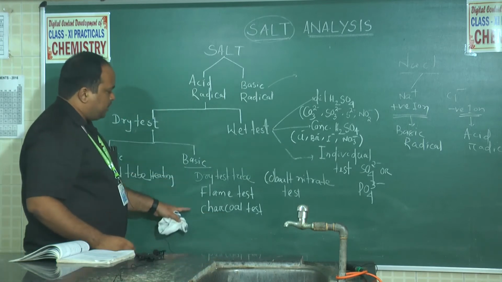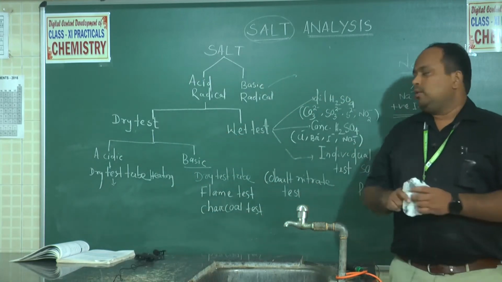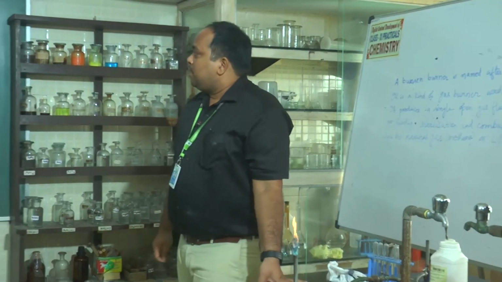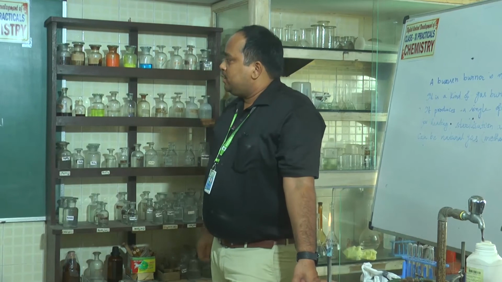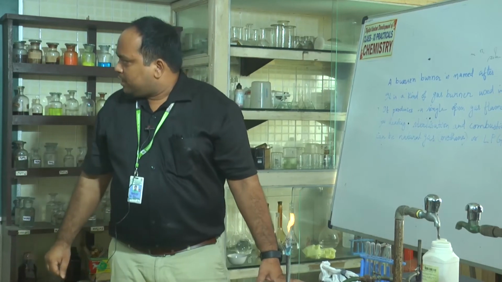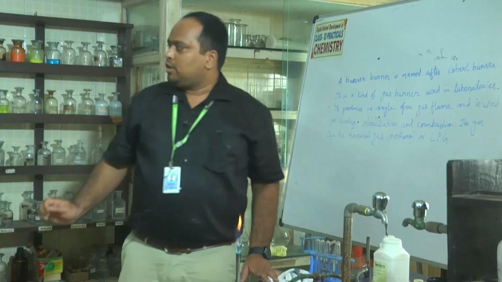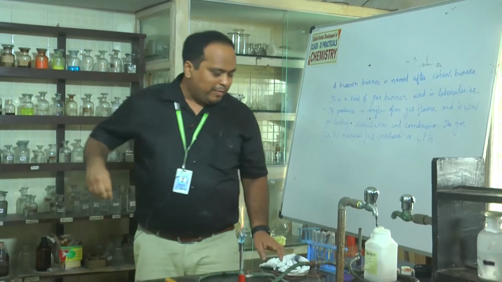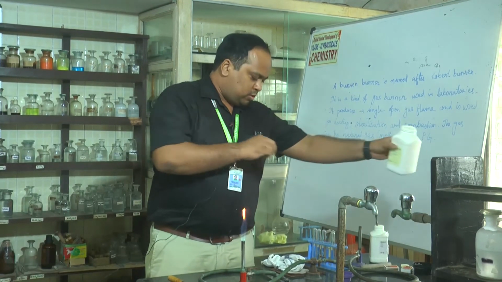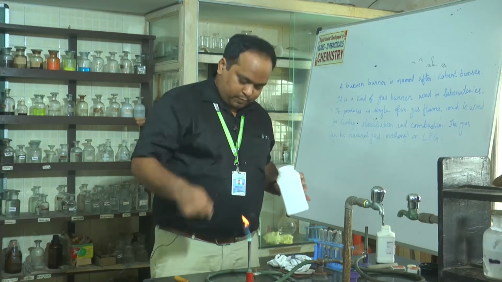So we have to see one by one. I have to show you, students. We will do now the dry test. Before going to the dry test, we have to do the physical examination of the salt. Some salts we can recognize by color, and some salts by smell, just like one example, ammonium salt. Just take a pinch of salt.